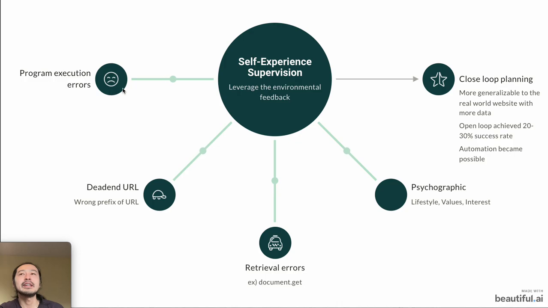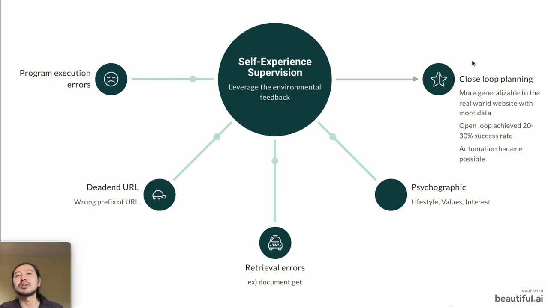But yeah, they get this real-world program feedback, program execution error or dead-end URL when they follow the path, and retrieval errors such as document.get. So if you know JavaScript, that's how you interact with elements. So document.get elements by class name, and you insert the class name and it finds the element, but if that class name doesn't exist, it will throw a retrieval error. I think this is a very brilliant system to get this real-world feedback.